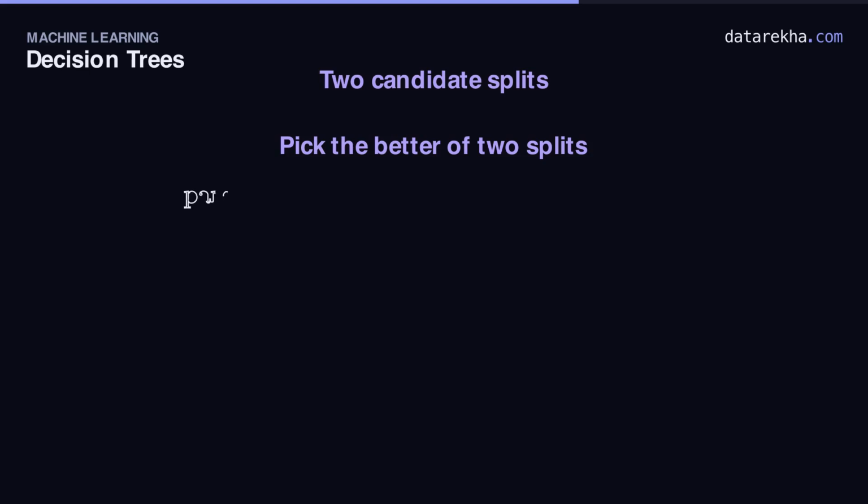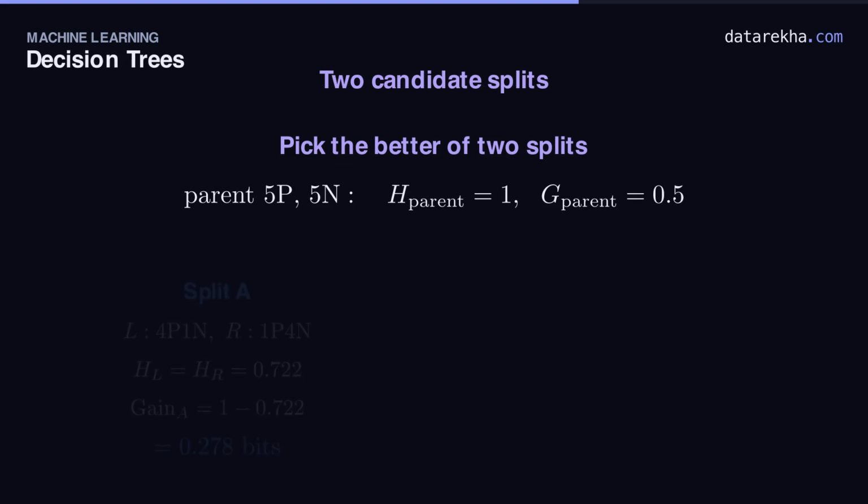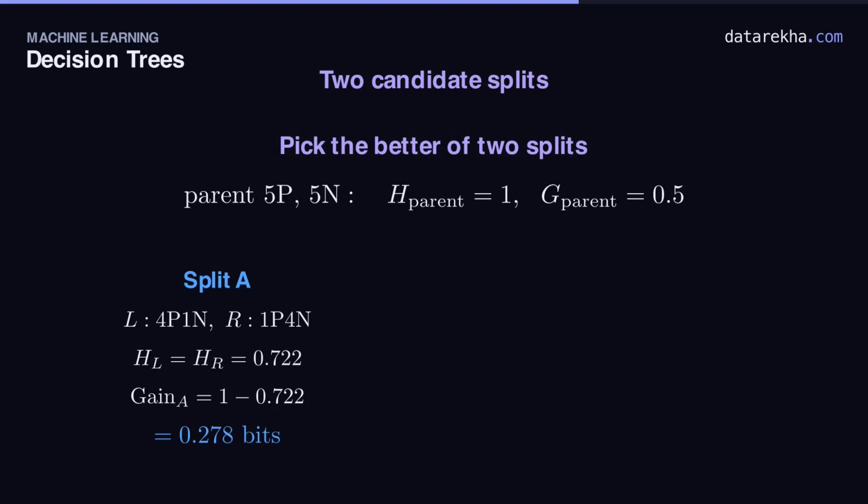Now a decision. A fresh parent, 5 positives and 5 negatives. Dead even. So entropy is 1 bit and Gini is 1 half, both at their ceiling. Two candidate questions are on the table. Which one should the tree ask? Split A sends 4 positives and 1 negative left, and the mirror image right. Each child has entropy 0.722, so the gain is 1 minus that, 0.278 bits.